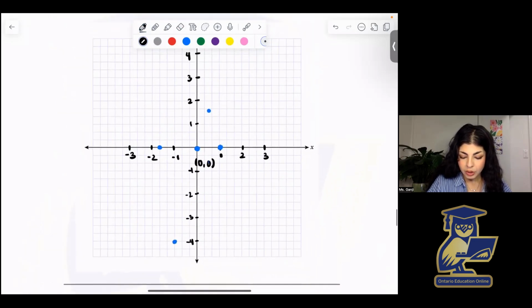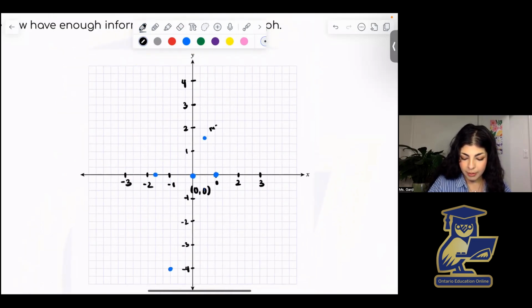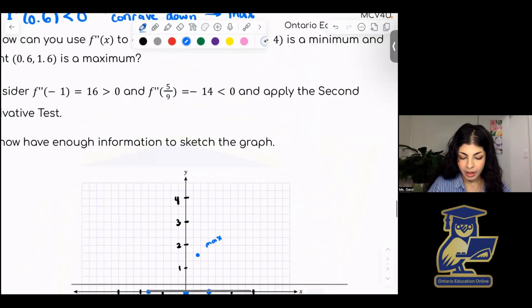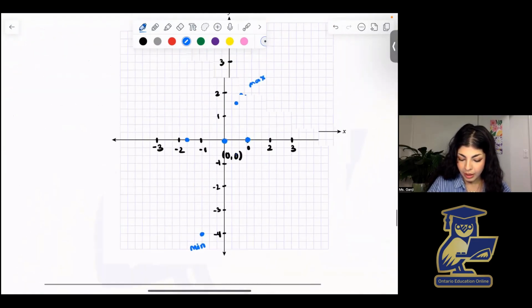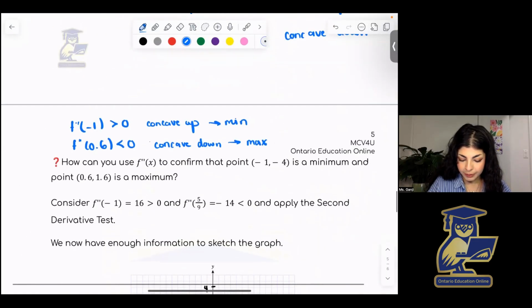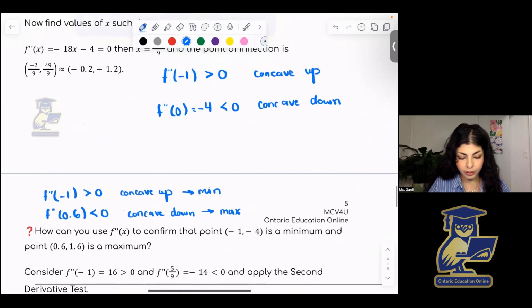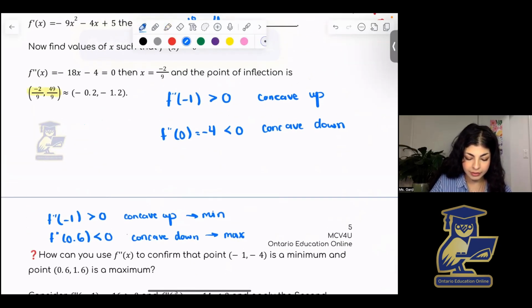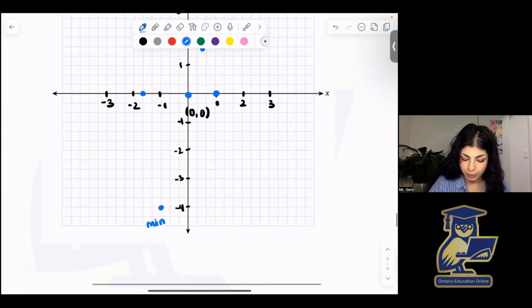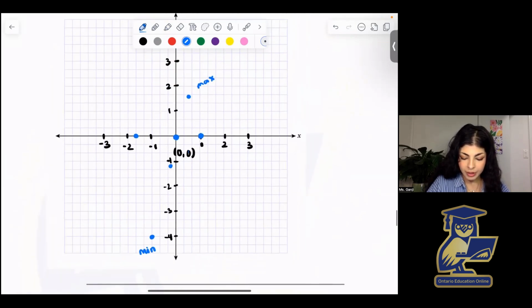Okay, so now I also know this is a max and this one is a minimum. And also we need this point here as well, our concavity. So -0.2, -1.2. So maybe somewhere here, approximately.